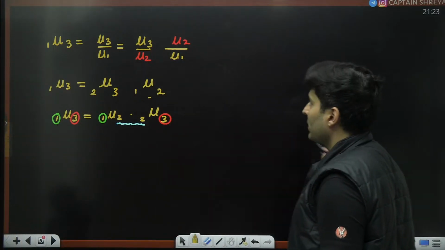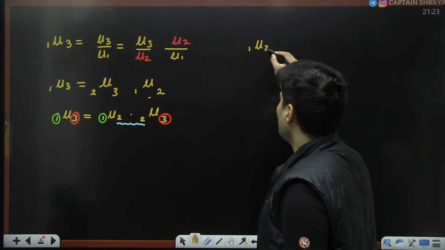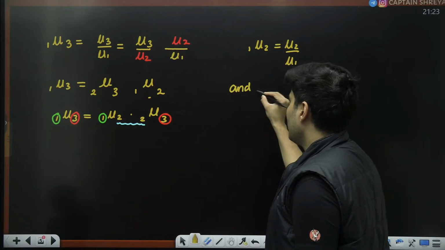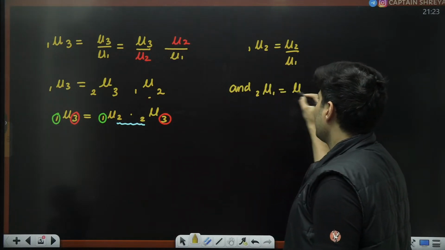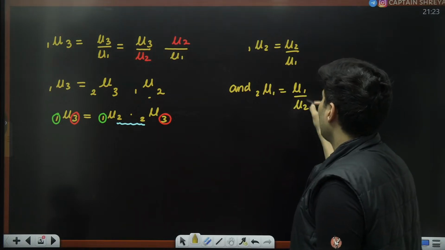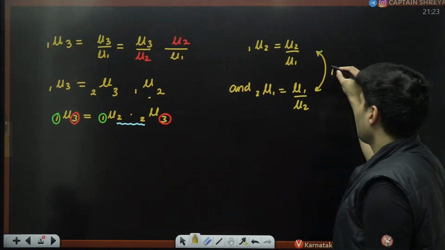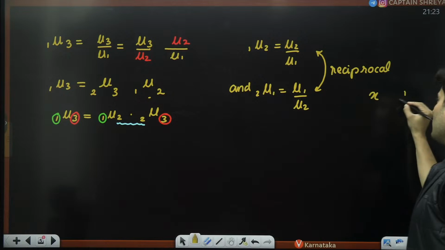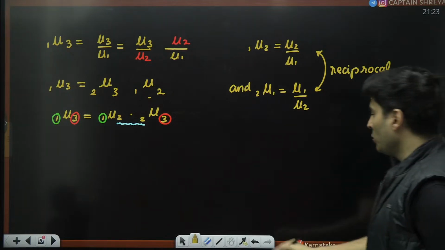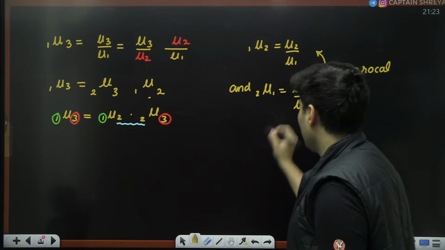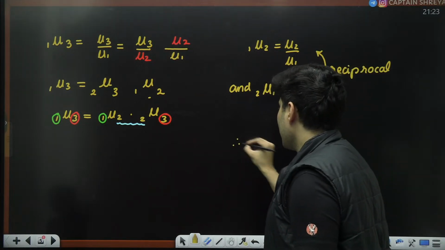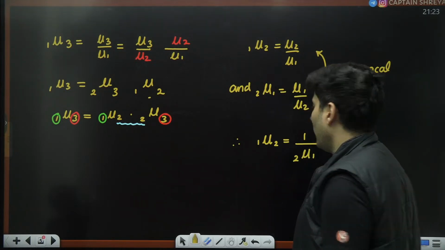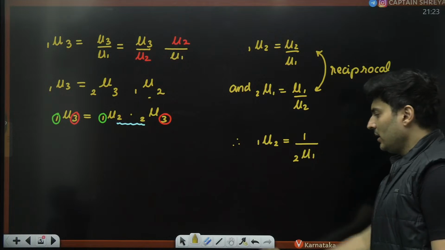Also notice one more thing. If I write 1μ2, which is nothing but μ2 by μ1, and if I write 2μ1, it is nothing but μ1 by μ2. So they are both reciprocals of each other. Reciprocal, you understand? x and 1 by x, reciprocal. You invert it: numerator becomes denominator, denominator becomes numerator. So therefore, I can say 1μ2 is nothing but 1 by 2μ1. So this is also an important formula.